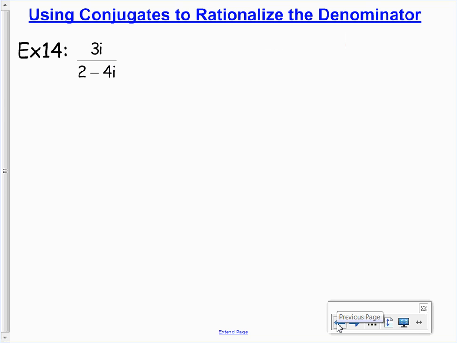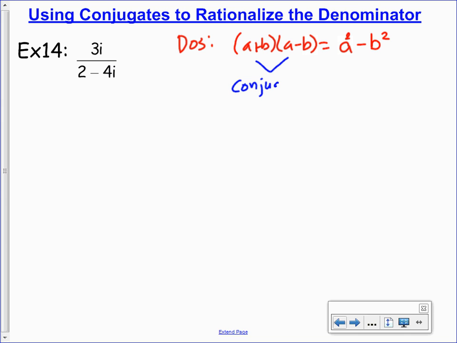Once upon a time, there was a little thing called the difference of squares. It says that (A plus B) times (A minus B) is equal to A squared minus B squared. This is a very special thing, because A plus B and A minus B are called conjugates. Repeat after me, conjugates.